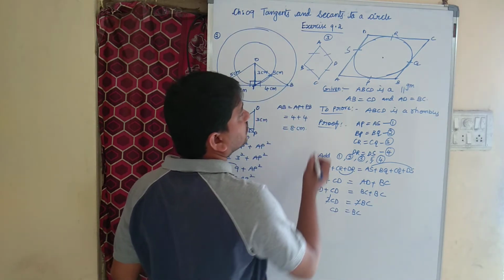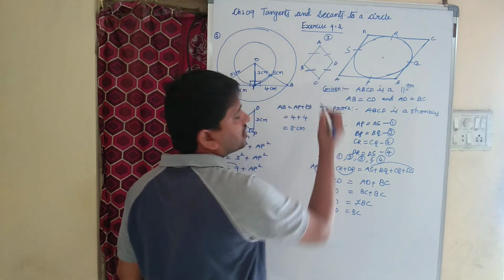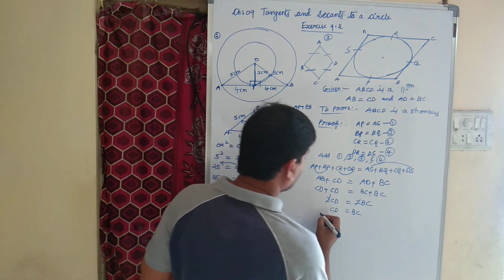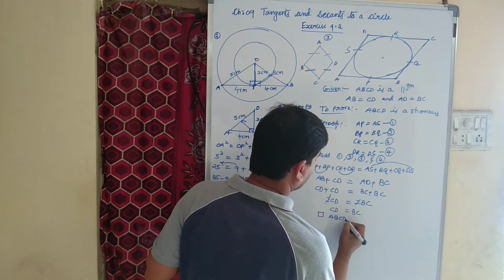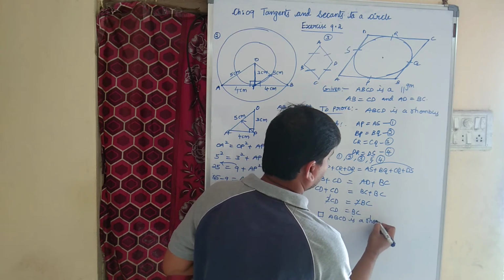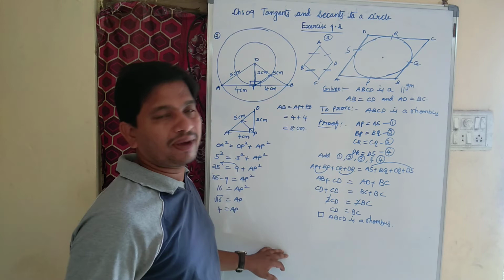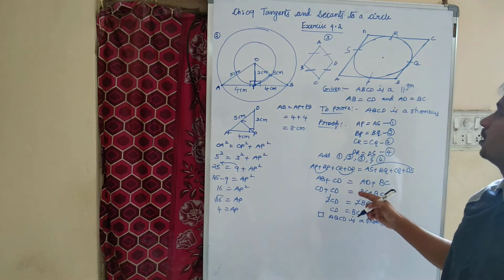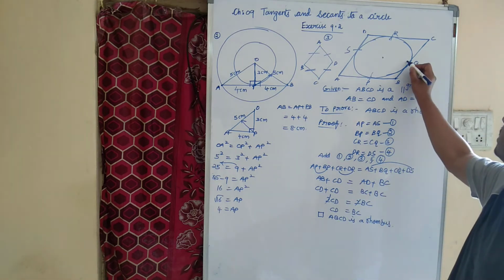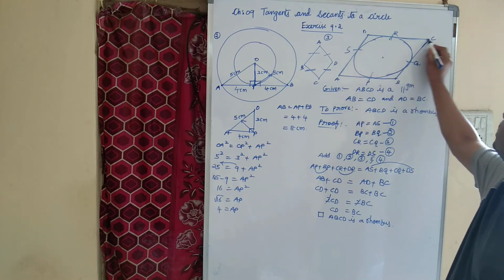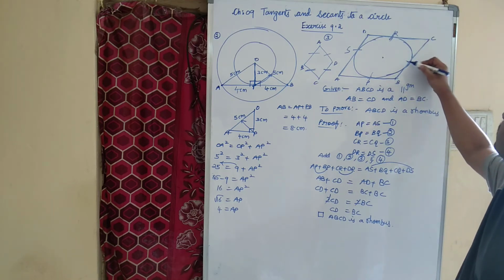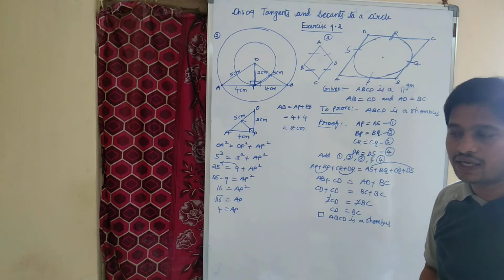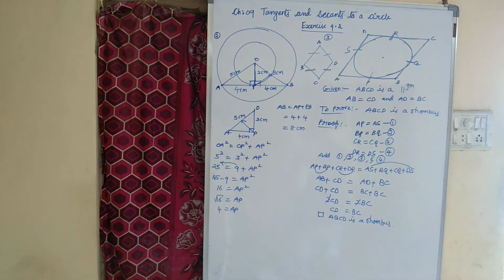What are CD and BC? They are two adjacent sides, right? Hence, ABCD is a rhombus. Did you get my point? Parallelogram means opposite sides are equal, AB equals CD. Whereas in a rhombus, adjacent sides are also equal. We have proved CD also equals BC. These two adjacent sides are equal, and also opposite sides are equal. All four sides are equal, hence ABCD is a rhombus. Okay children, I hope you understood.